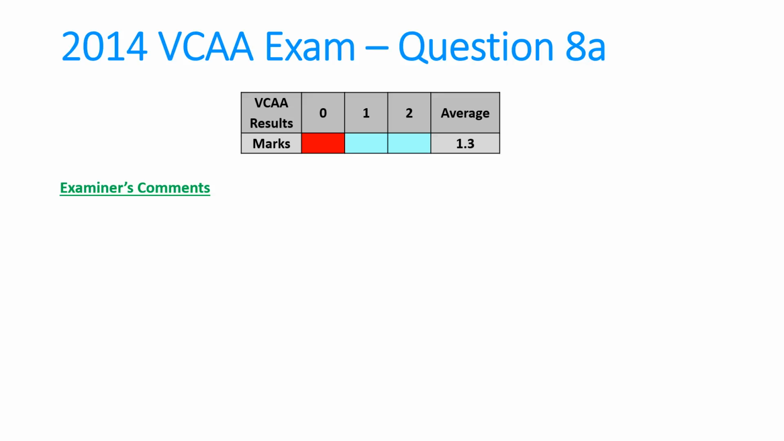Looking at the average, it was 1.3 out of 2. 22% of the state got 0. 1 out of 2 was 28% of the state, and half of the state did actually realise that this was a pretty easy question, and they were able to get 2 out of 2.